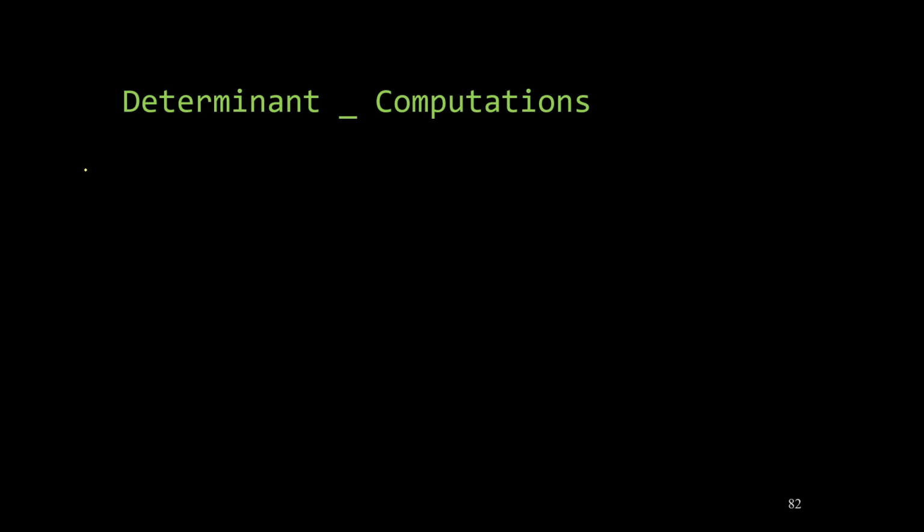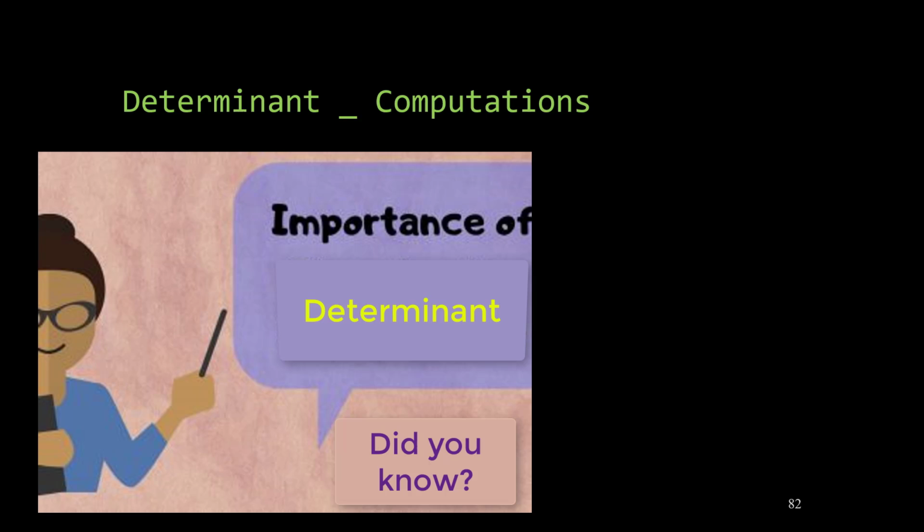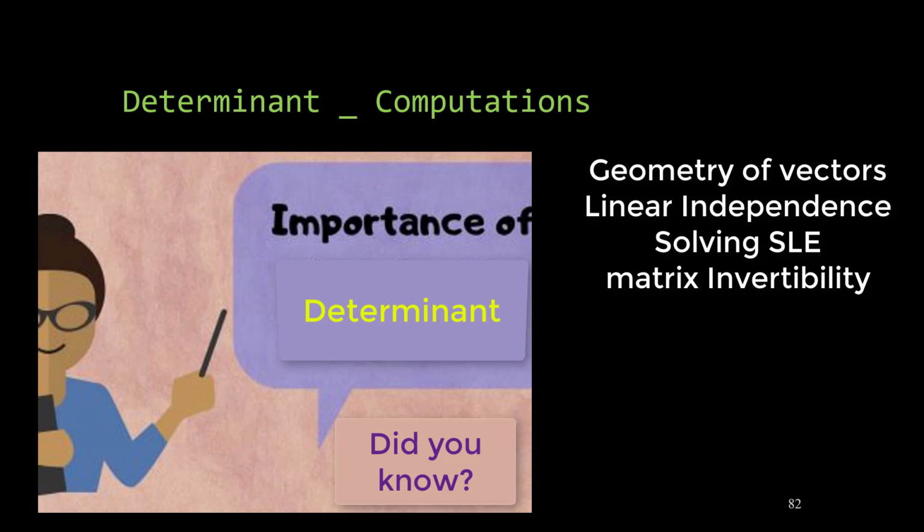In this video we are going to talk about determinant and how we can compute that. Determinant is a very important concept in matrix or linear algebra because it is connected to many notions of linear algebra such as geometry of vectors, linear independence, solving a system of linear equations. Matrix invertibility means whether the matrix is invertible or not. If you are not sure about matrix inverse, we will cover that too in a separate tutorial.